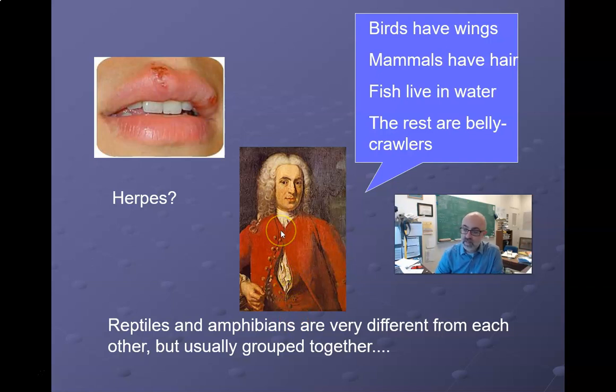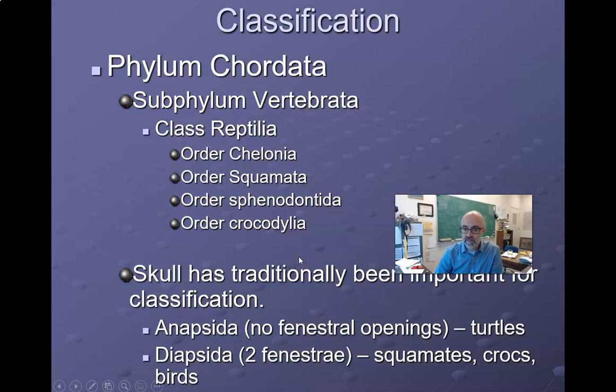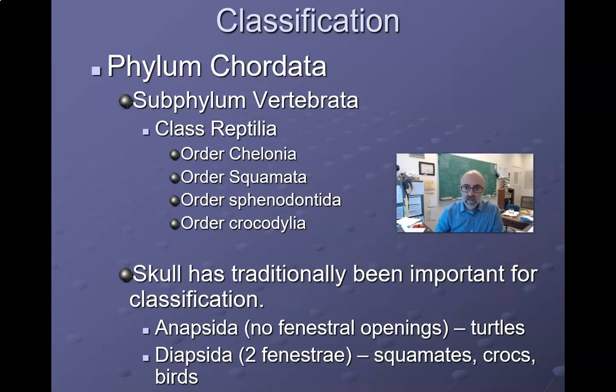I mean, you could have everything from a cryptobranchid salamander to a crocodilian, and in fact, really the birds fall into the reptile group too, as we'll see. So it's kind of an artificial grouping, is my point today. Okay, kingdom Animalia, phylum Chordata, subphylum Vertebrata, class Reptilia. We're going to talk about these four orders of reptiles.